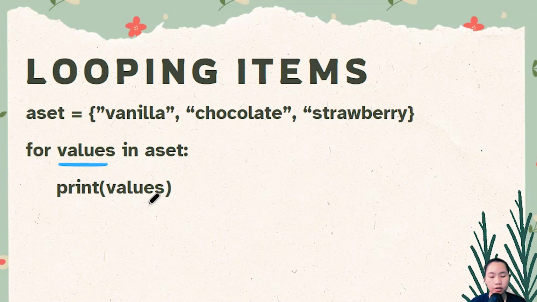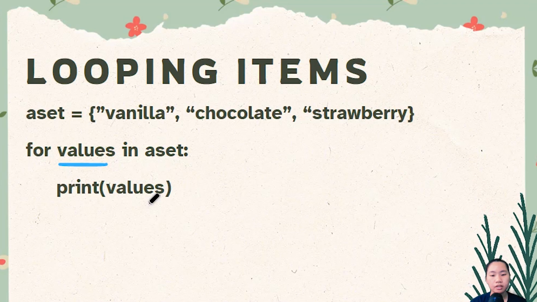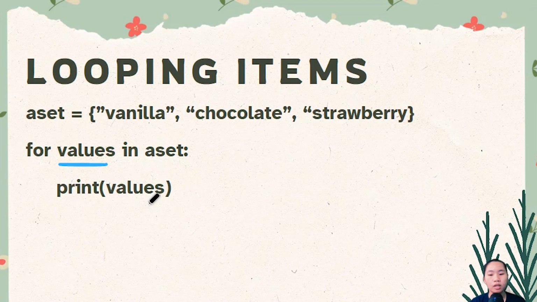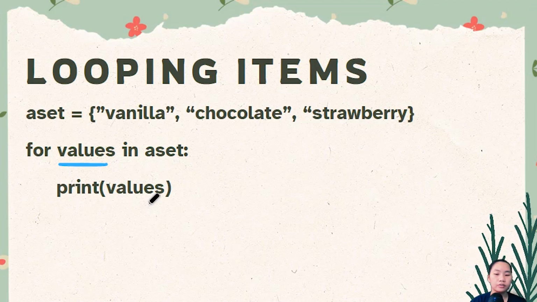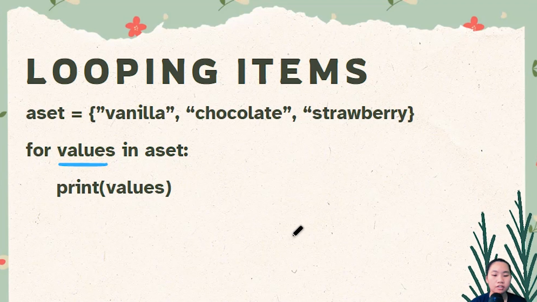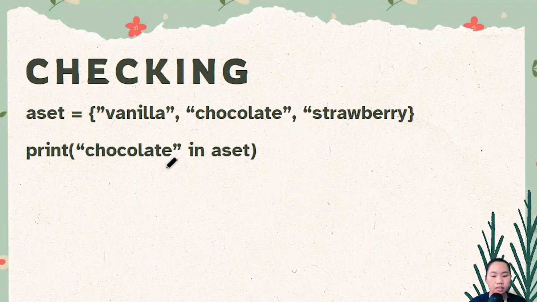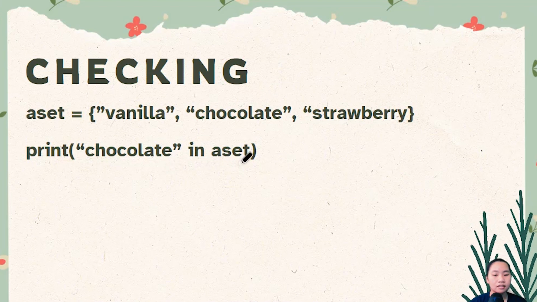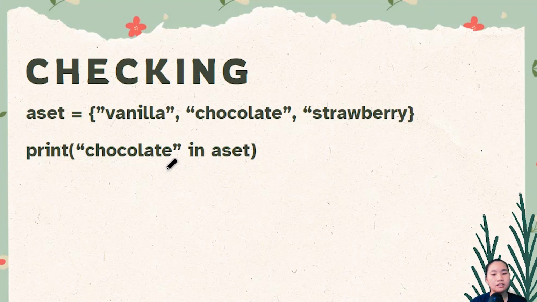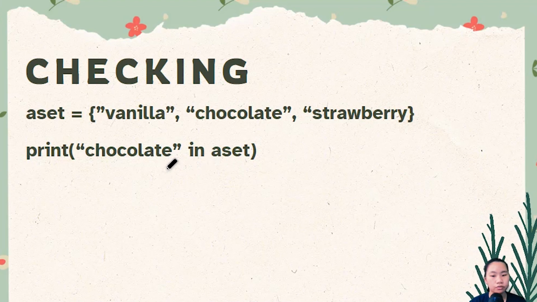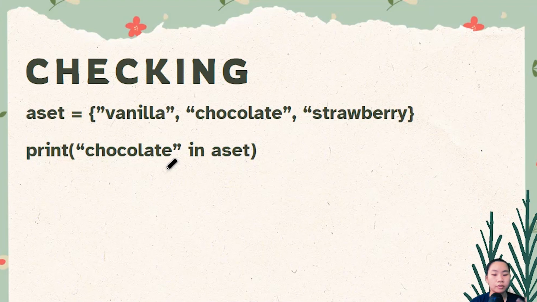Now, if you remember from what we've seen previously with lists, dictionaries, and tuples, what the for loop will do is print every value that a set would have. So you would have vanilla, chocolate, and strawberry, okay? Next up, checking. Checking is very simple. It's denoted by the keyword in: chocolate in a set, okay? If chocolate is in a set, it'll return true. But if not, it'll be false.